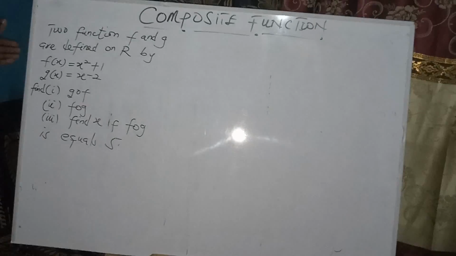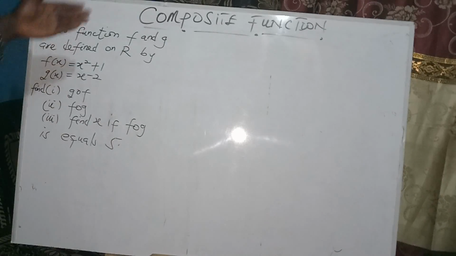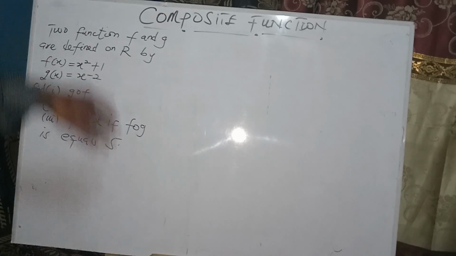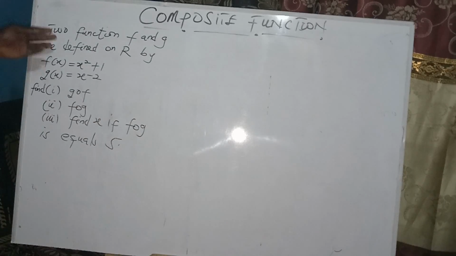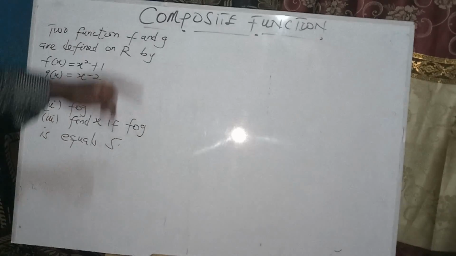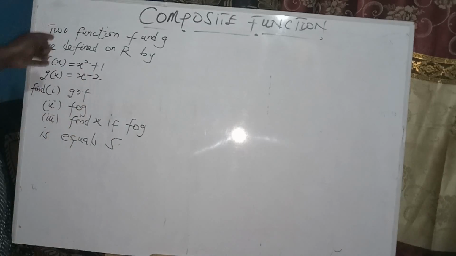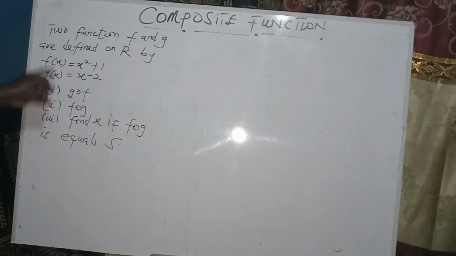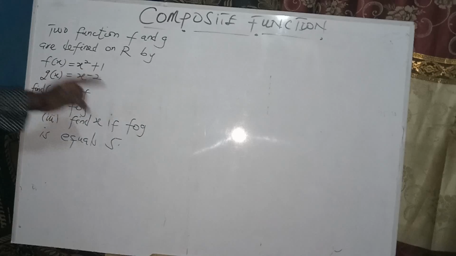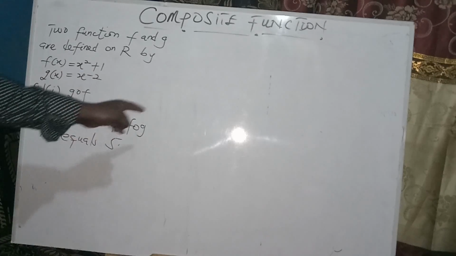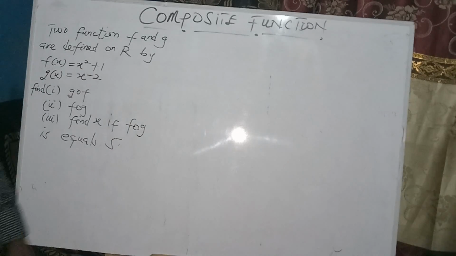Composite functions: a sample of questions that can pop up in your exam. Two functions f and g are defined on R by f of x is equal to x squared plus 1, g of x is equal to x minus 2. And they say we should find g of f, find f of g, and find x if f of g is equal to 5.